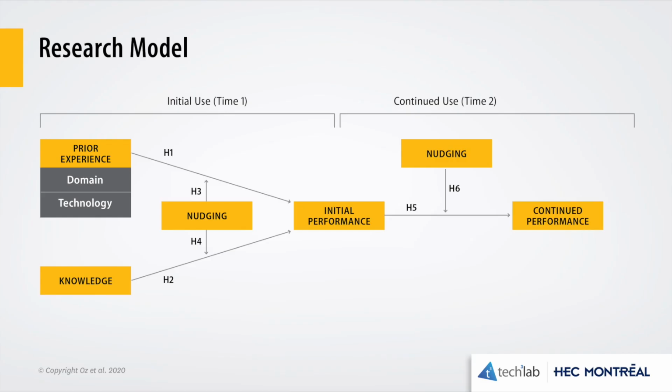Based on the presented literature, we investigate the usefulness of digital nudging in reducing the anchoring bias. We propose a research model with two temporal stages, initial use and continued use.